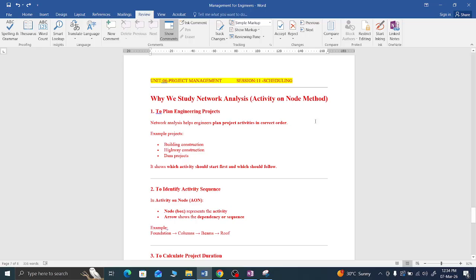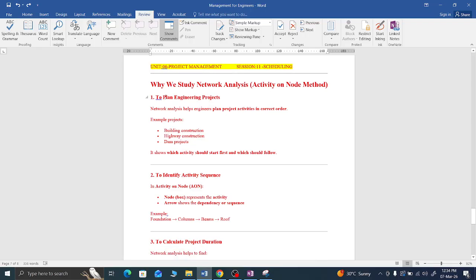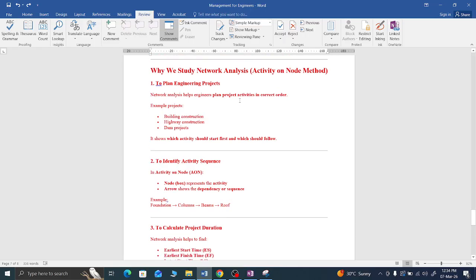Initially there are two concepts: the activity on node method and the activity on arrow method. I will explain that. But before that, why is this needed to plan engineering projects? This is very important. Here, network analysis helps engineers plan project activities in the correct order.